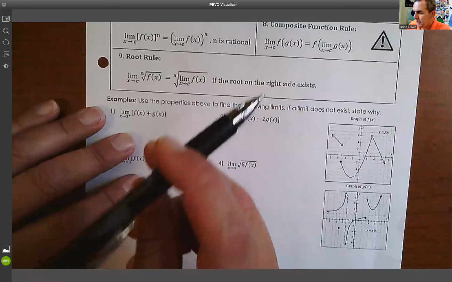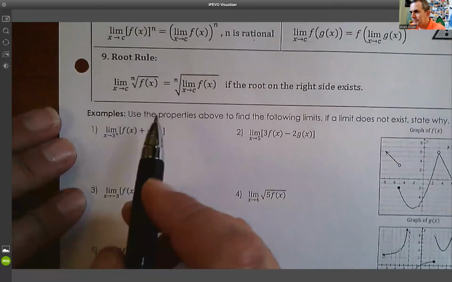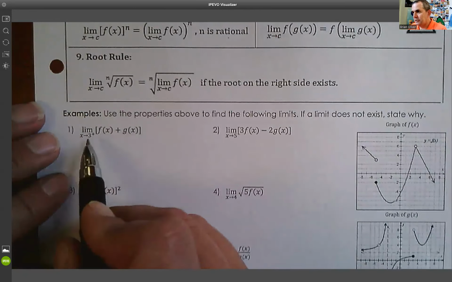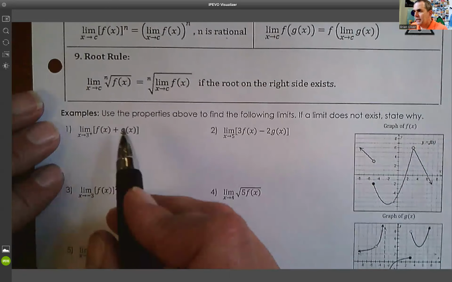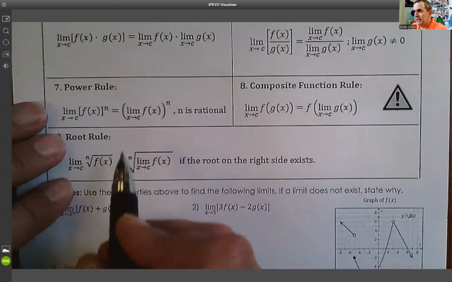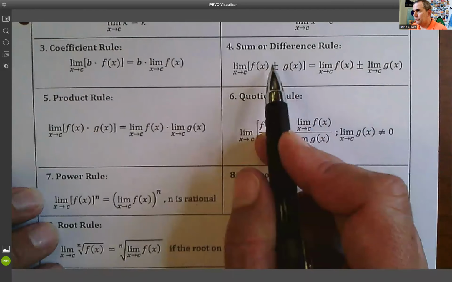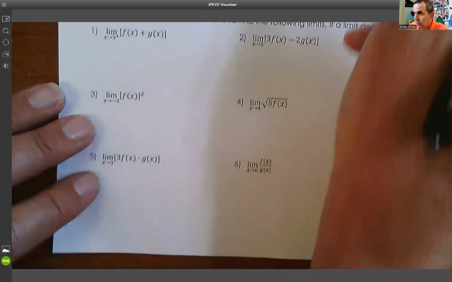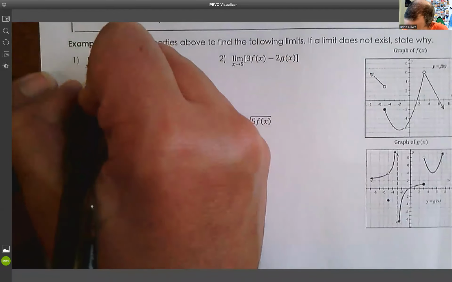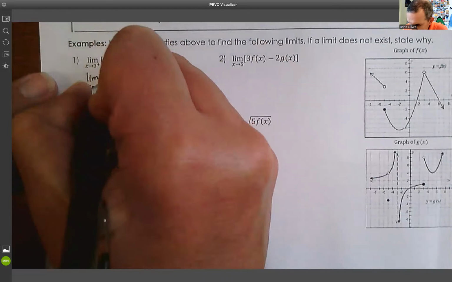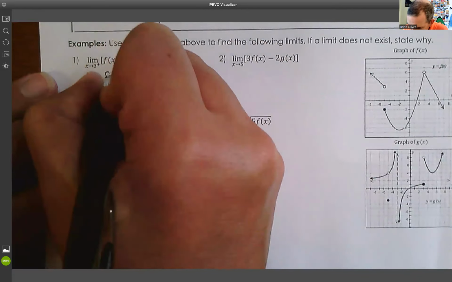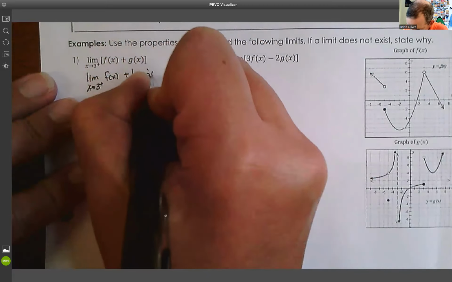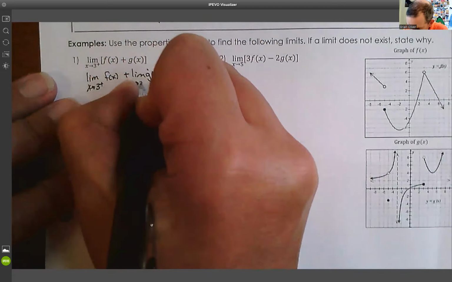So, for example, let's zoom in here and say the limit of the sum f of x plus g of x as x approaches 3 from the positive side. This is one of those where we're going to be using the sum and difference rule. The limit of a sum is equal to the sum of the limits. In other words, I take the limit as x approaches 3 from the right of f of x, and I add that to the limit of g of x, sorry, as x approaches 3 from the right.